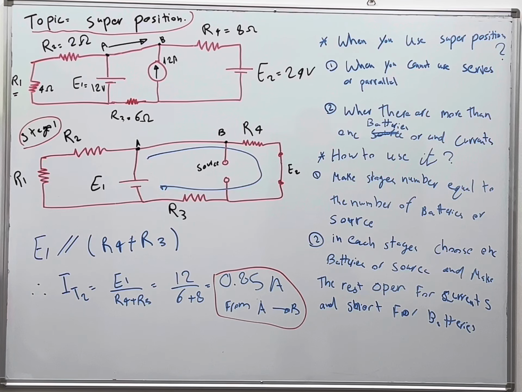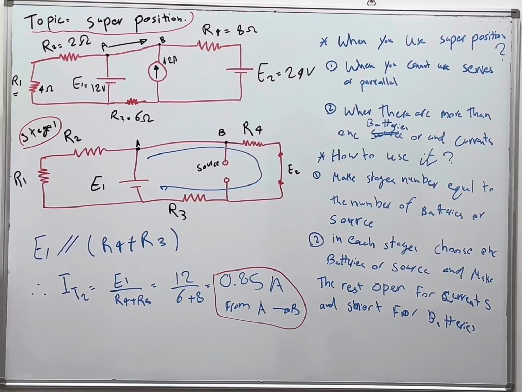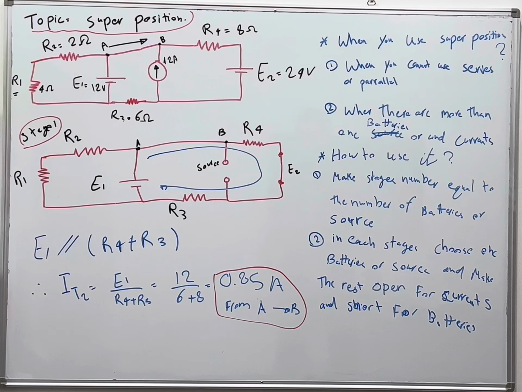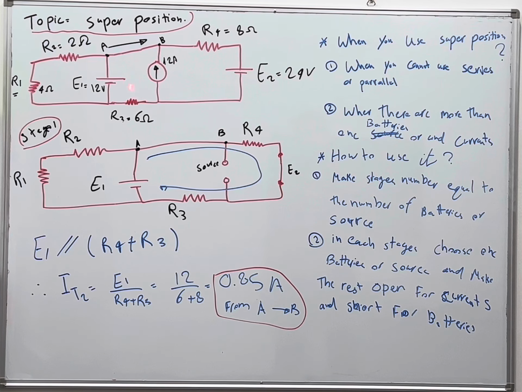Or sometimes in some circuits you have two batteries and one current source. In this case, you can also use superposition. Yes, sometimes you can use an easier way, for example if the batteries are in series, or the current source, like in this case. You see the current here, and you see the resistance, and there is E, which is the battery.